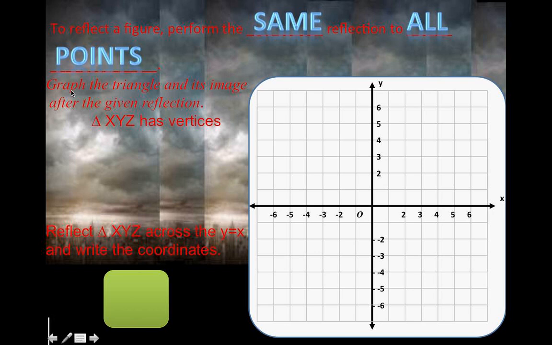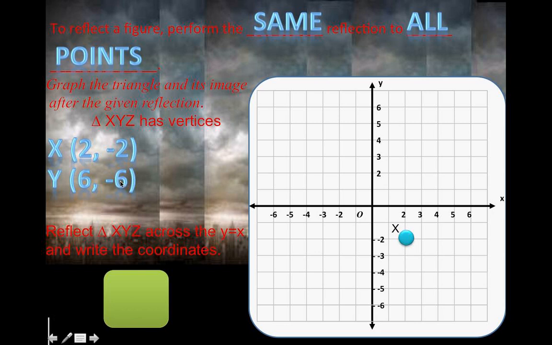So we want to graph the triangle and its image after the given reflection. We're going to do triangle XYZ. Let's start with the points, which are X, which is (2, -2). So X should be right here. Again, as I say every time, make sure you're labeling it. If you don't label it, I'm not going to know what's the original, what's the image. I don't know what goes with what. You'll see when we're done with this, labeling becomes extremely important.